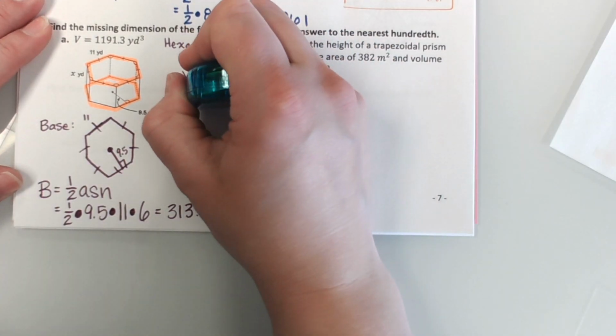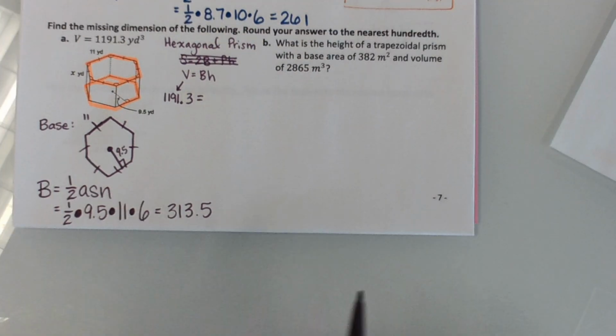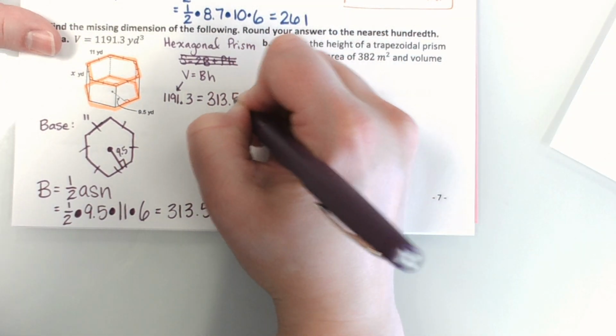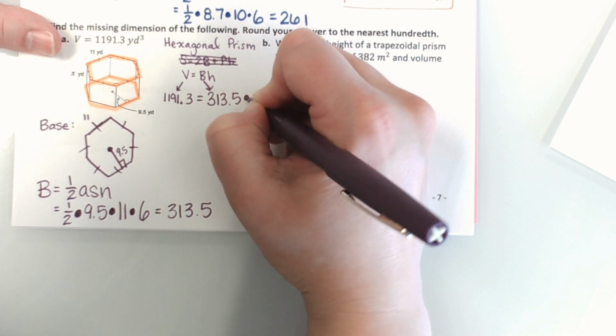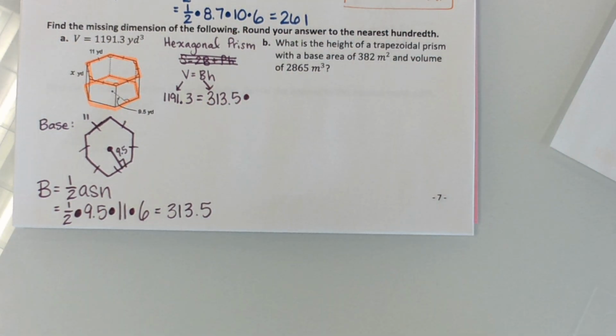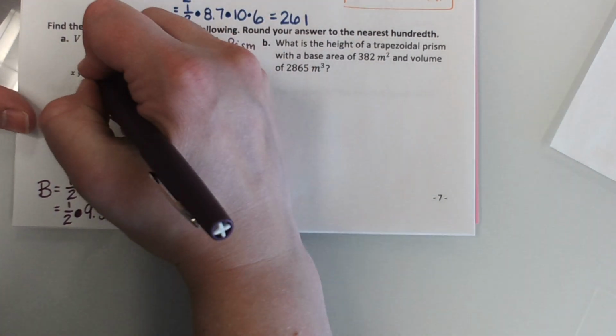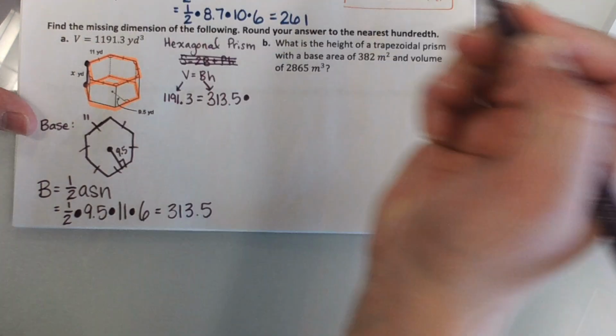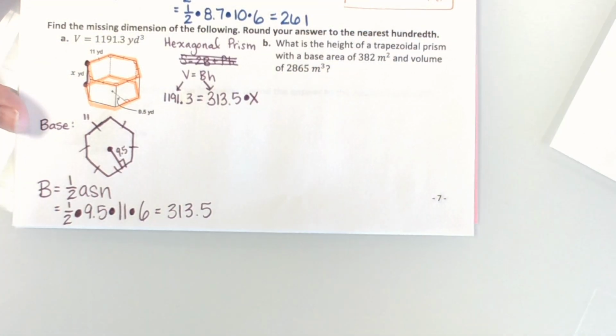Which means now my volume formula, I actually can plug that in. 313.5 times, what is the height of the prism? I see X. Yes. Connecting from one hexagon to the other hexagon is X. That's what we're trying to solve for.